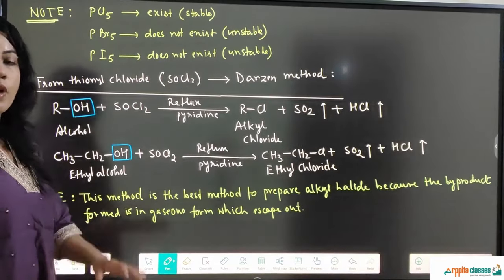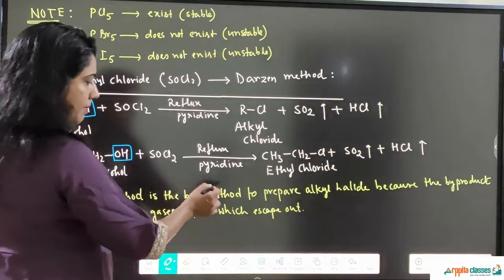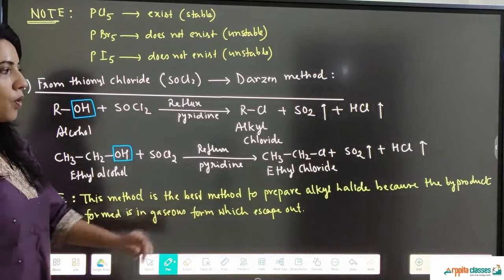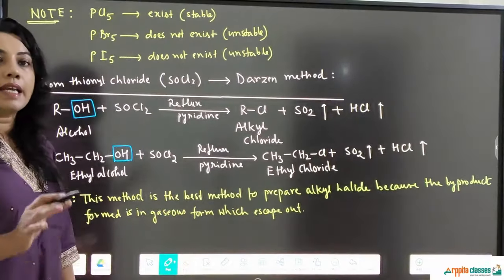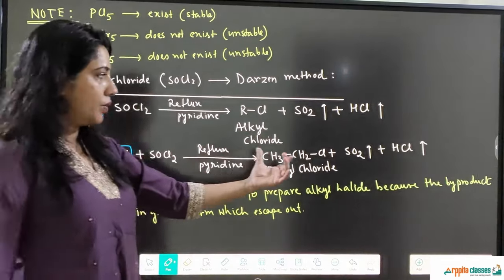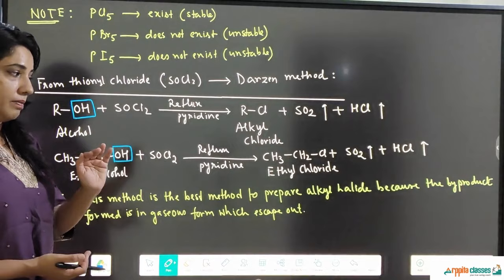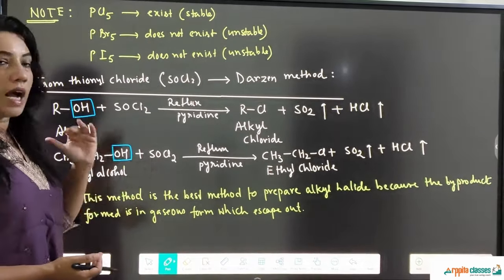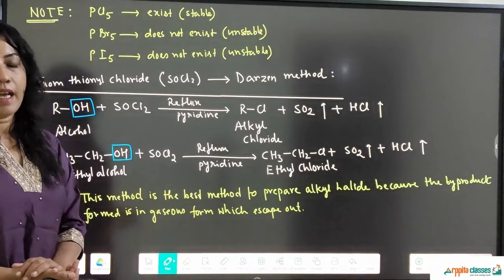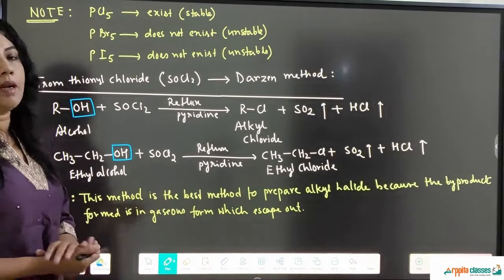This method is preferred over all the previous methods we have studied, because, see here it is written, this method is the best method to prepare alkyl halide, because the byproducts formed are in gaseous form. SO2 and HCl, both the byproducts are in gaseous form and they will escape out. So you don't have to put any extra effort to separate the byproduct from the main product, and hence this method is a very, very useful method, and it is the best over the other methods also. But another thing is, by this method you can only prepare chloroalkane or alkyl chloride. Bromoalkane or iodoalkane cannot be prepared by this method.